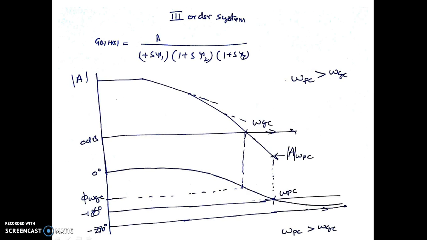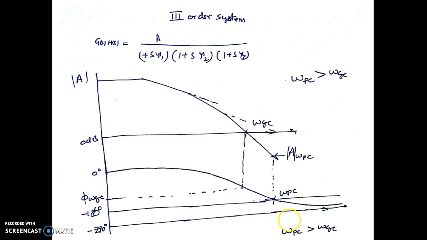In the previous video we discussed the gain and phase margin of this third order system having three poles, with time constants tau 1, tau 2, tau 3, and three cutoff frequencies 1 over tau 1, 1 over tau 2 and 1 over tau 3. This is omega GC, where the magnitude plot crosses 0 dB, and this is omega PC, where the phase plot crosses the minus 180 degree line.